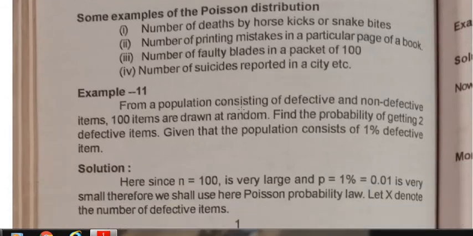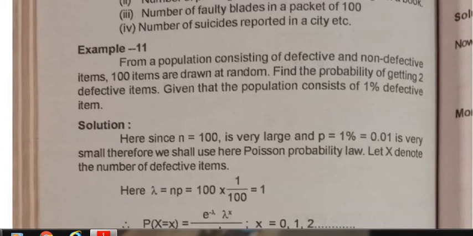Let us take a problem. From a population consisting of defective and non-defective items, 100 items are drawn at random. Find the probability of getting 2 defective items, given that the population consists of 1% defective items. In this problem, we have to find the probability of getting 2 defective items. Here n is 100, which is very large, and p is 1%, that means 0.01, which is very small. Therefore, we use Poisson distribution.